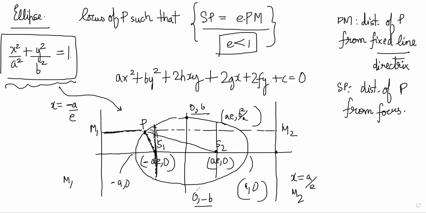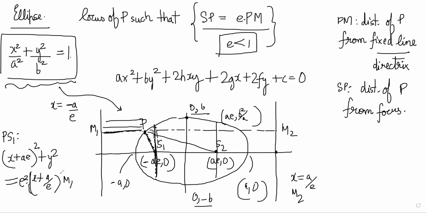How did we get this equation? We just took the distance here. So if you think about it, PS1 would have been what? (x + ae)² + y², right? And that is equal to e² times whatever is the distance here. This would be (x + a/e)². You'll simplify it, you will get the equation.